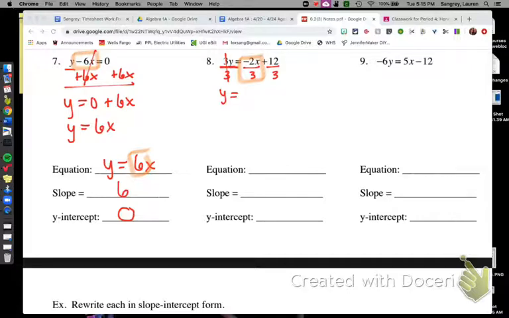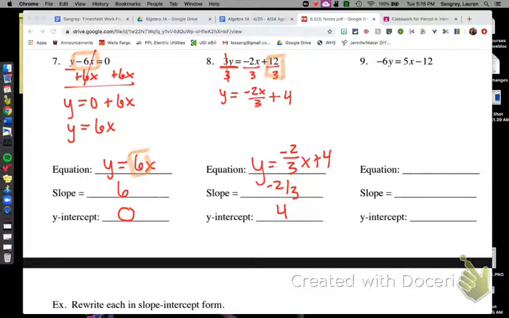Can it reduce? The answer is no. So we leave it as negative 2x over 3. Now I'm looking at this last term, 12 over 3. Can it reduce? The answer is yes. It becomes 4. So here's your new form of the equation. The slope is negative 2/3. The y-intercept is 4.